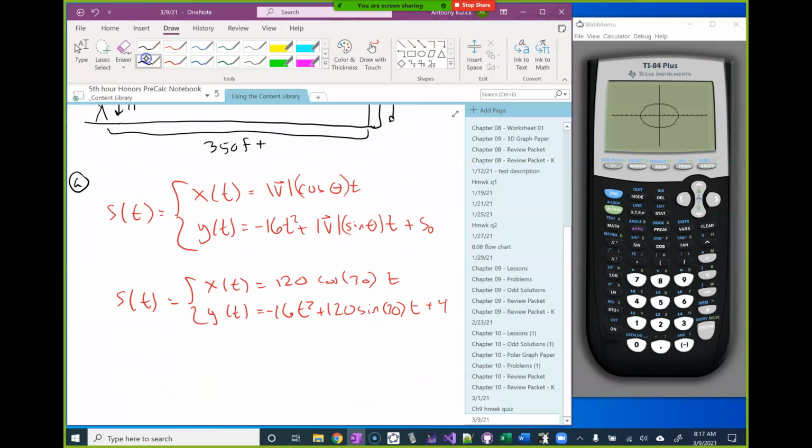Part B says if no fence or other obstacles are present, find out how far the ball would travel when it first hits the ground. So the idea here is I need to find out how long the ball was in the air. Basically, I'm going to solve y of t equal to 0 for t. And I'm going to use that value of t to plug into the horizontal equation to find out how far the ball goes.